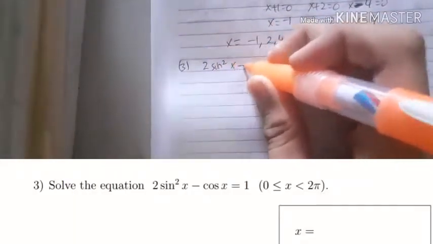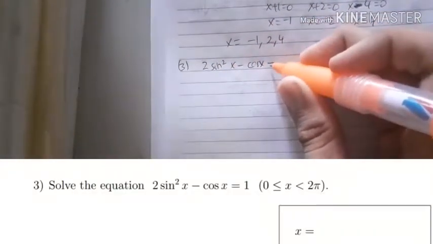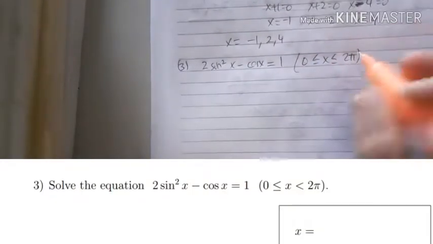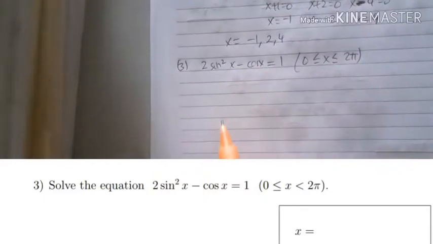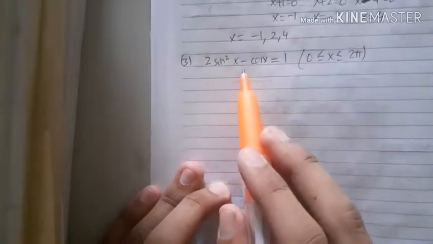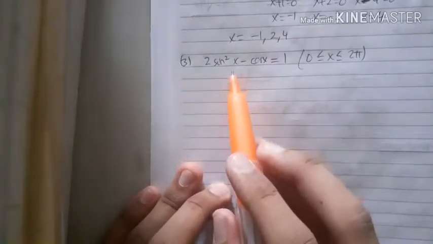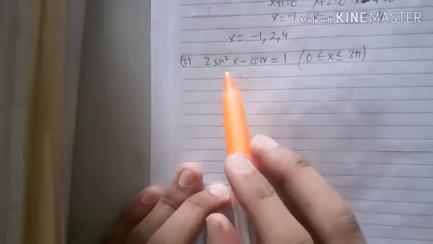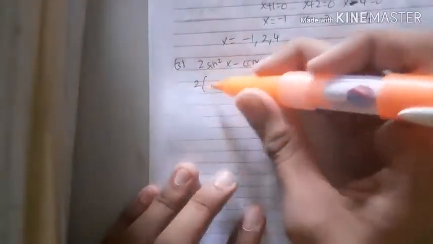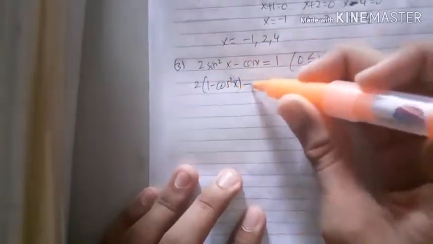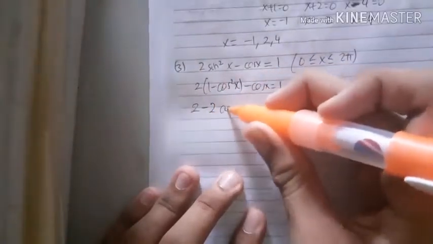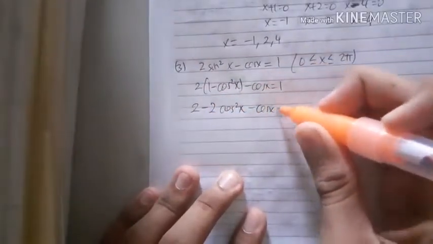2 sine squared x minus cosine x equals 1. We just have to solve which angle makes this equation true. When we look at this equation, we want to make the variables similar, because this is in sine and this is cosine. We can turn sine squared into 1 minus cosine squared x, so 2 times (1 minus cosine squared x) minus cos x equals 1, which is 2 minus 2 cosine squared x minus cos x equals 1.